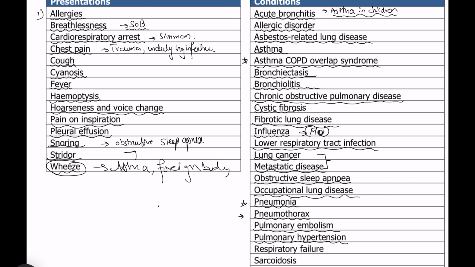Pulmonary hypertension is the hypertension of the arteries supplying from the heart to the lungs, and it can be caused by some autoimmune diseases such as scleroderma or rheumatoid arthritis. In respiratory failure, the ABGs will be abnormal, and the patient will have severe shortness of breath.